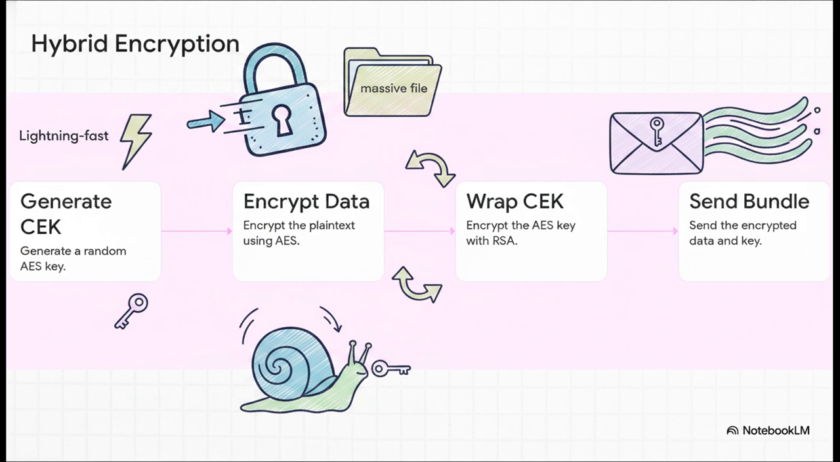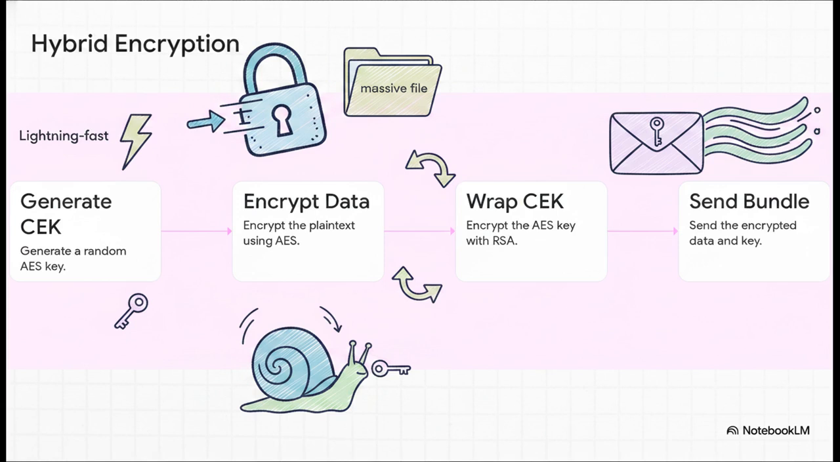So, because RSA math is so heavy and slow, modern systems don't use it for everything. Instead, they use what's called hybrid encryption. This is where we combine the strengths of both systems. We use lightning-fast, symmetric AES encryption for the actual data payload, and then we use RSA just to securely lock up the AES key itself.